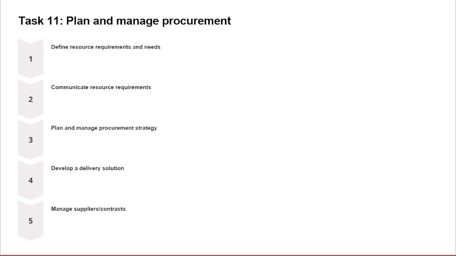Next, you need to communicate the resource requirements. Once the resource needs are defined, they must be communicated effectively to internal and external stakeholders. You might expect some questions here on procurement documents like the request for proposals or RFP, and what its purpose is, or the request for quotation or RFQ, and sometimes the statement of work or SOW. Clear communication ensures that the vendors understand the requirements, reducing the risk of procurement disputes later.